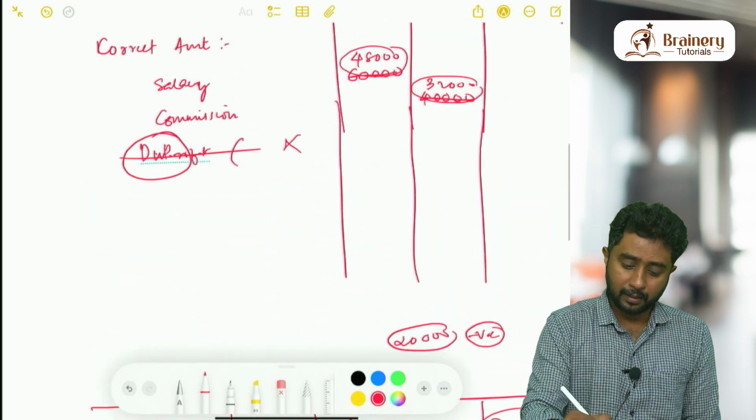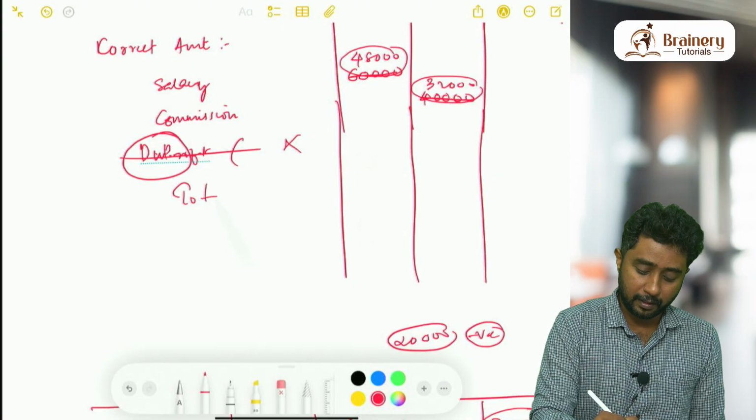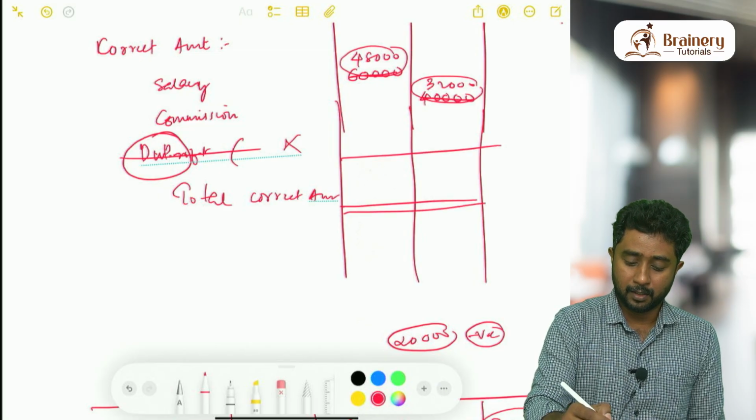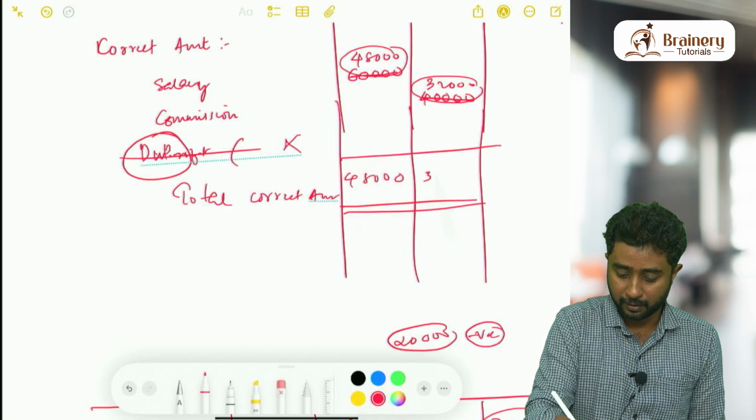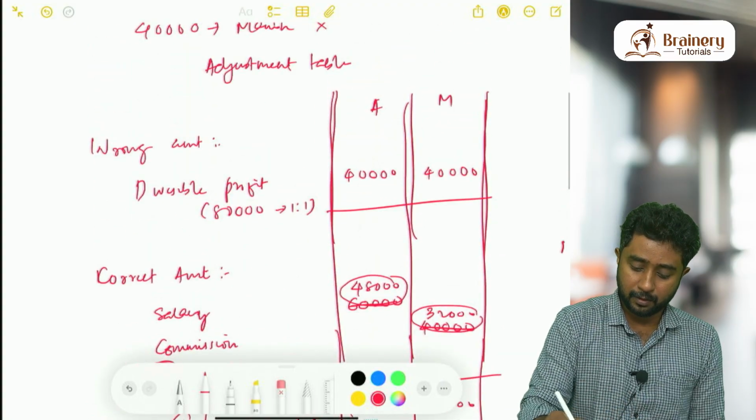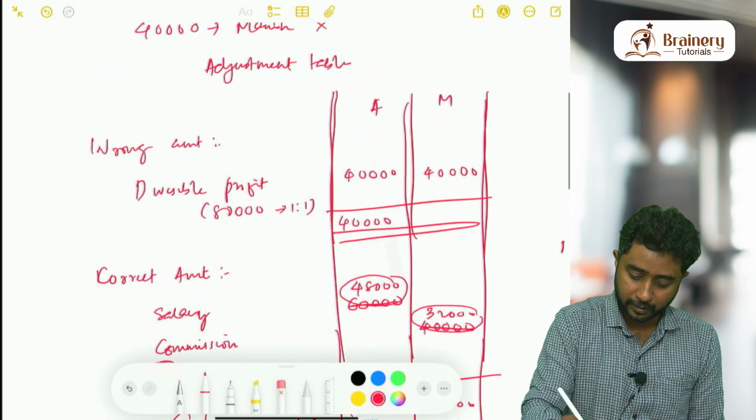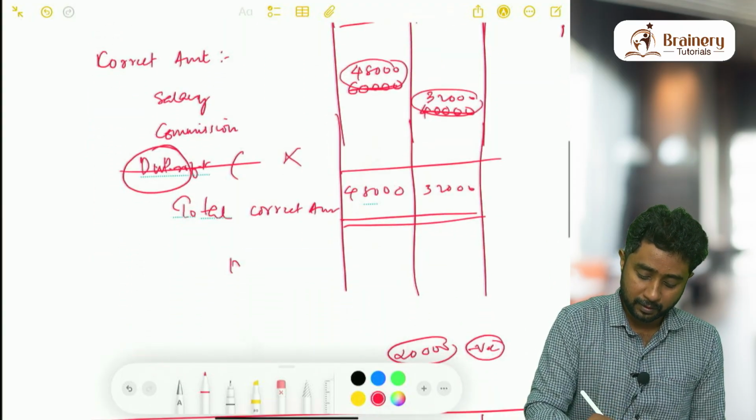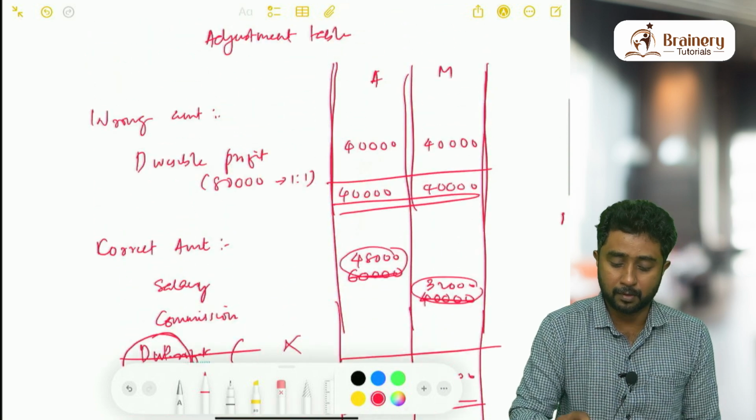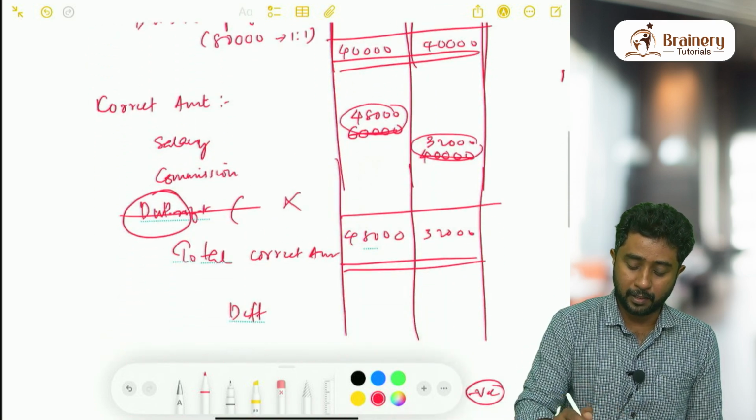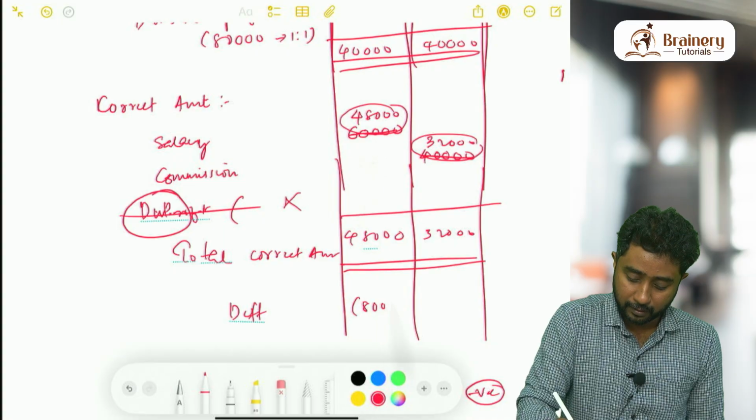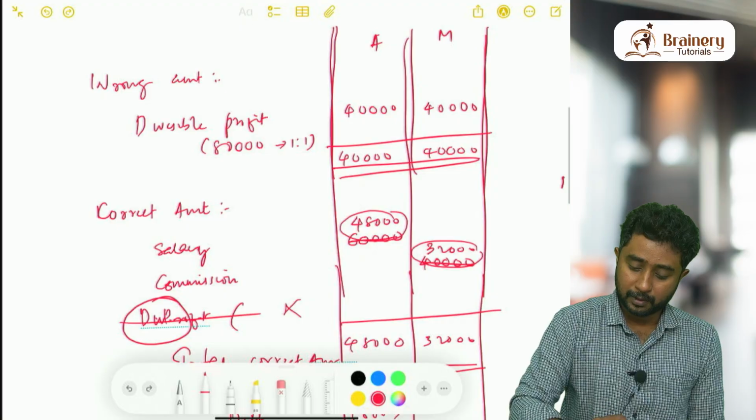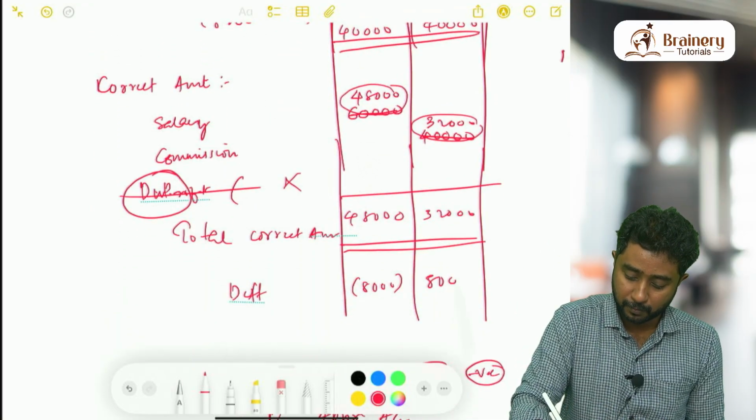Now what is the next step? We have to find the total correct amount and total wrong amount. The total correct amount is very easy, 48,000 and 32,000. The total wrong amount is 40,000, and here also it is 40,000. The next step is wrong amount minus correct amount. 40,000 minus 48,000 gives us negative 8,000. Similarly, 40,000 minus 32,000 gives us positive 8,000.